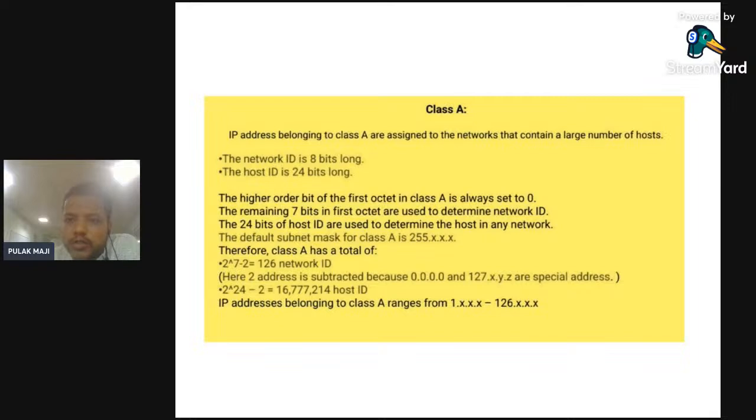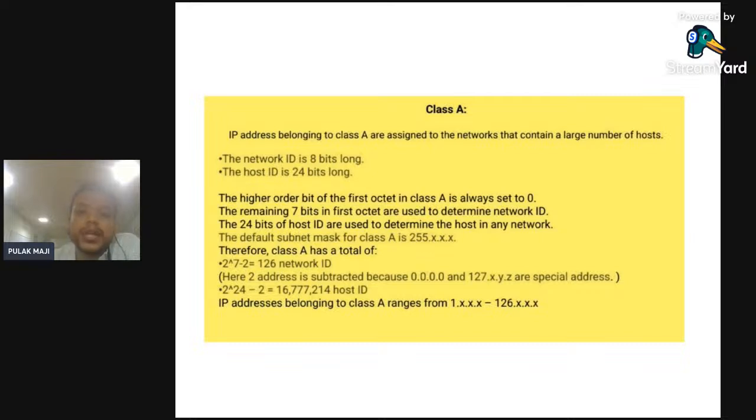And the last octet also contains 8 bits: 1, 2, 3, 4, 5, 6, 7, and 8. So now in the first octet, what do we have to write? It is an 8-bit. The second is also an 8-bit, the third is also an 8-bit, and the fourth is also an 8-bit. Total 32-bit.